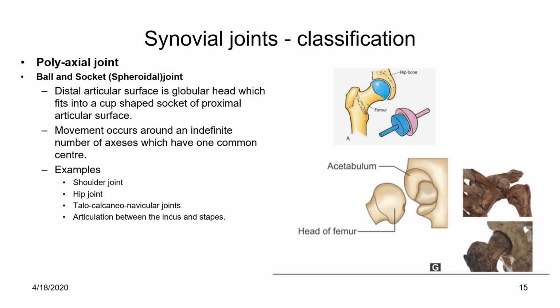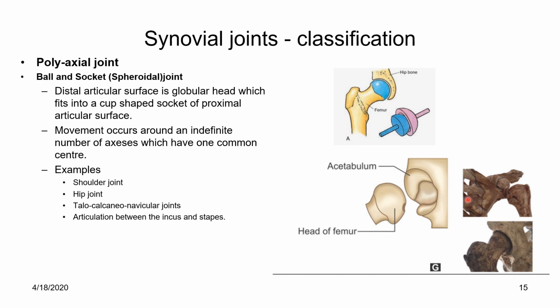The other variety of polyaxial joint is the ball and socket or spheroidal joint. The distal articular surface is the globular head, which fits into a cup-shaped socket formed by the proximal articular surface. Movements will occur around an indefinite number of axes which have one common center.